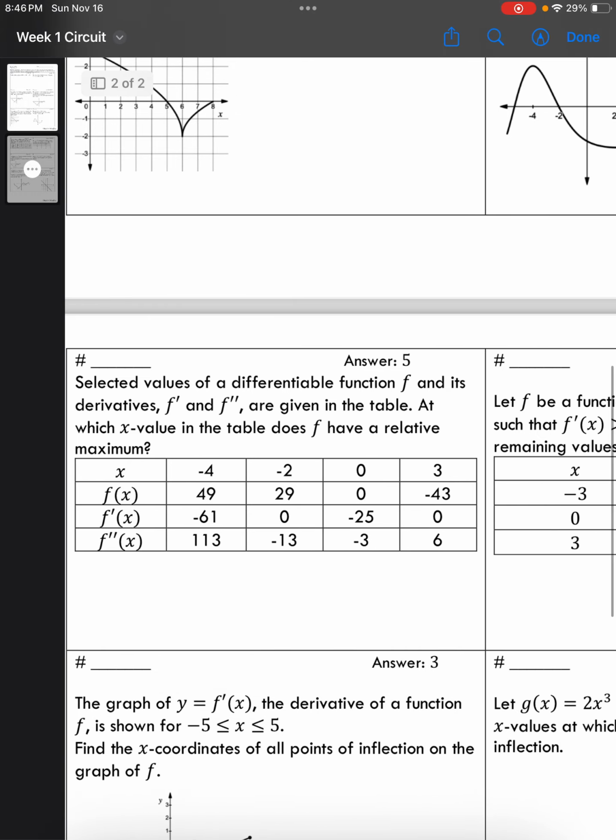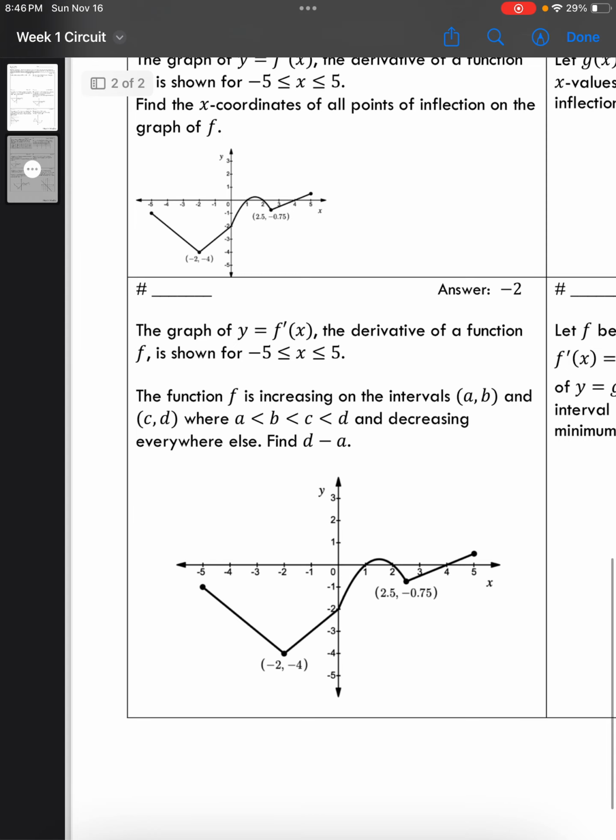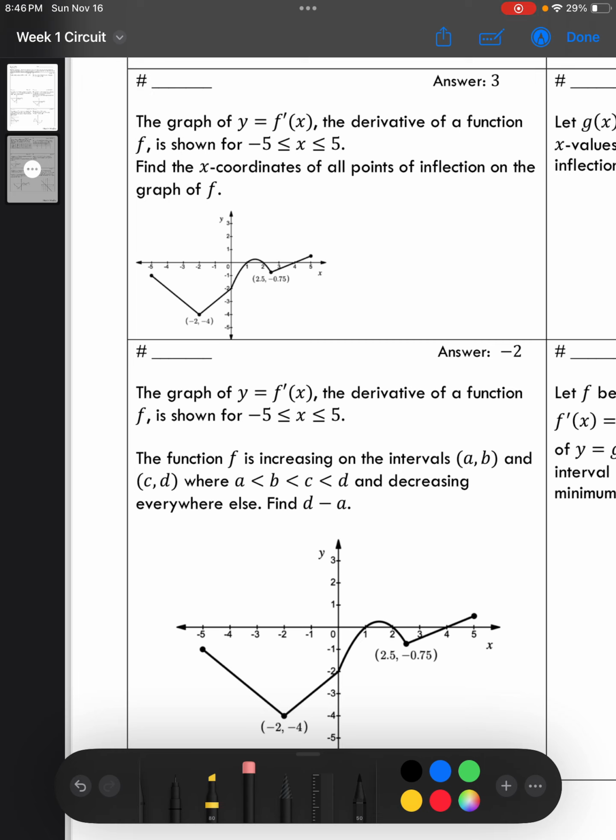Okay, let's find where the answer is -2. Okay, so this is the graph of f prime of x. So the function is increasing on the intervals and decreasing everywhere else. Find d minus a. Basically, we need to plug in points for a, b, c, and d. So if this is the graph of f prime, f is going to be increasing wherever f prime is positive. So we just need to find where f prime is positive, since that's where it's going to have a positive slope and f is going to be increasing.